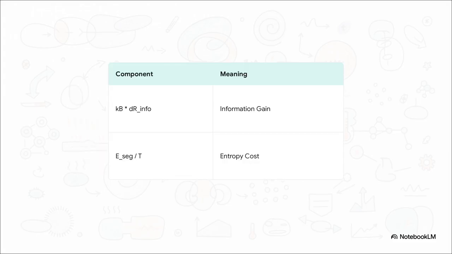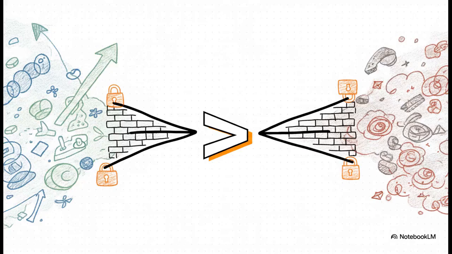You can think of this equation like a cosmic balancing scale, weighing profit against cost. On the right side, we have E_segregation divided by T, which is temperature. This is the entropy cost. Think of it as the literal energy rent required to physically build and maintain a membrane separating the inside from the outside. On the left side, we have k_B, the Boltzmann constant, multiplied by ΔR_info. That ΔR_info is the information curvature difference. Basically, it's the information profit you gain from having a gap between high-density internal information and a chaotic external environment. The absolute key to all of this is that greater than symbol.